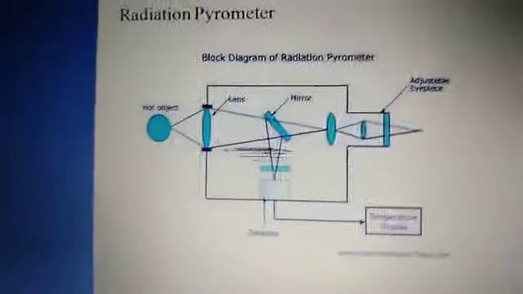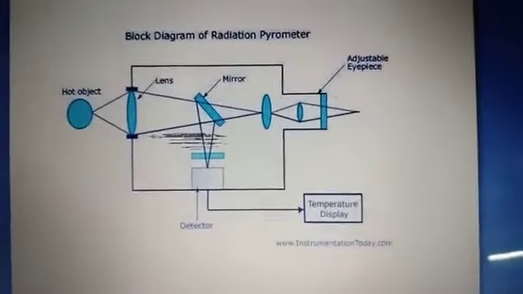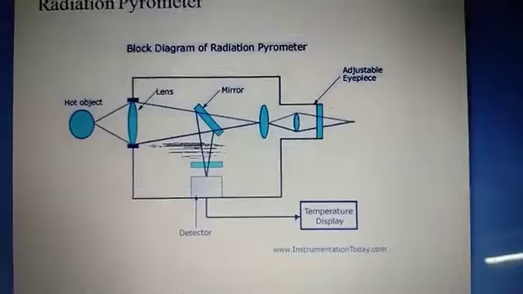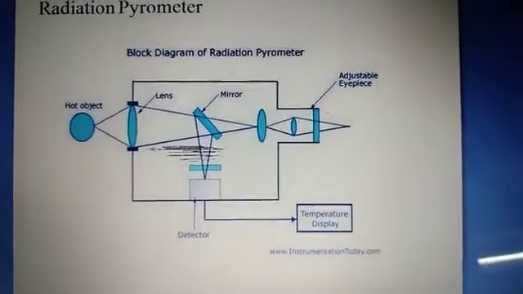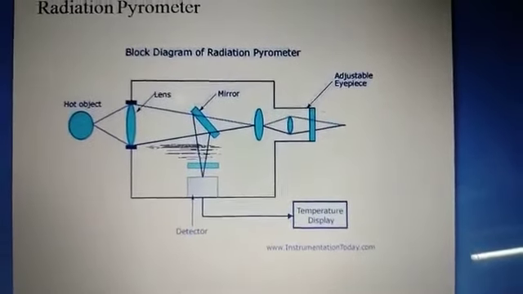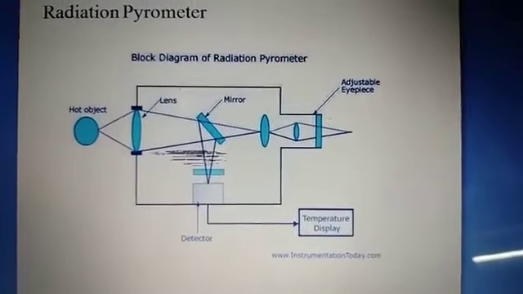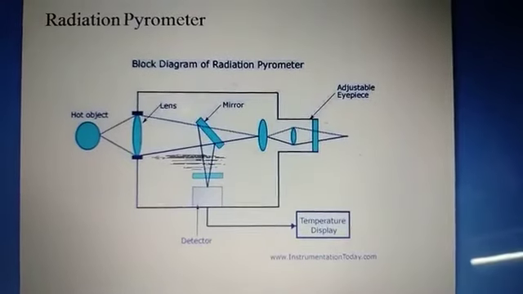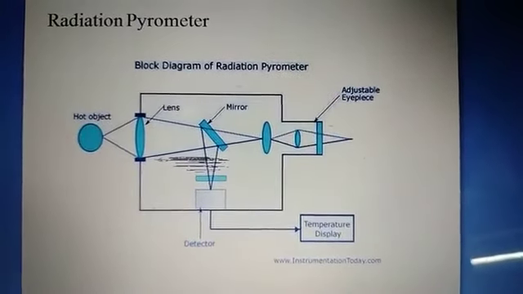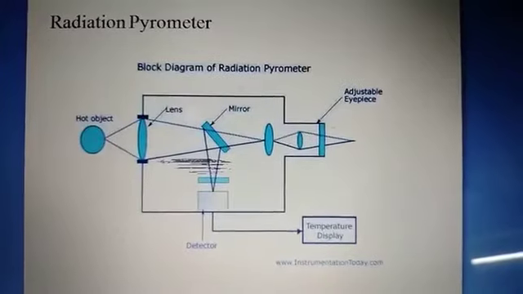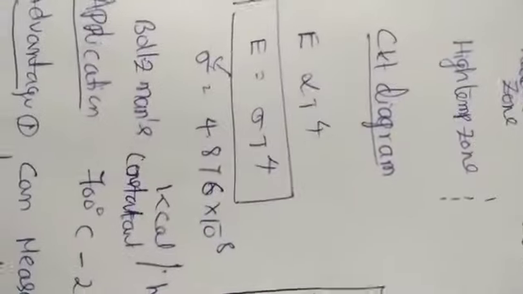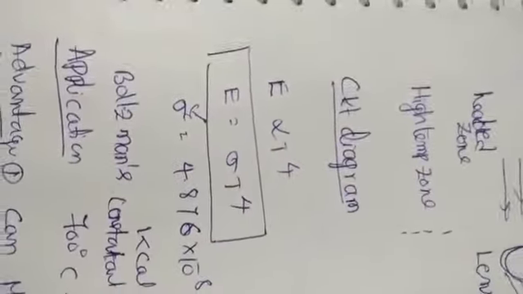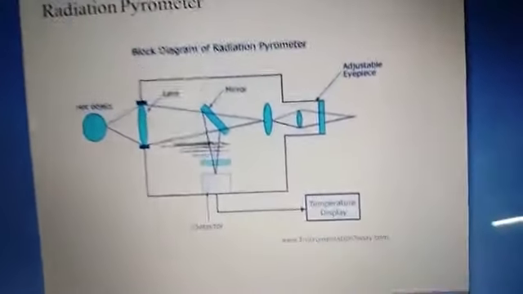There is Boltzmann's equation, that is E is proportional to T power 4, that is E is equal to K into T power 4, or rho into T power 4. Rho is nothing but Boltzmann's constant. The value of Boltzmann's constant is 4.876 into 10 power minus 8. This is the value of Boltzmann's constant. So the equation is like this. The heat radiation is directly proportional to the temperature.